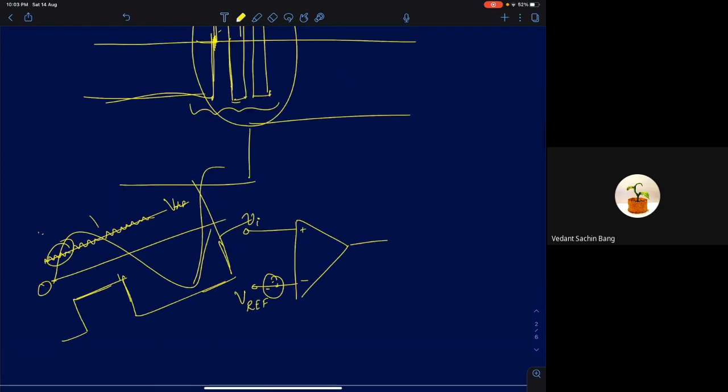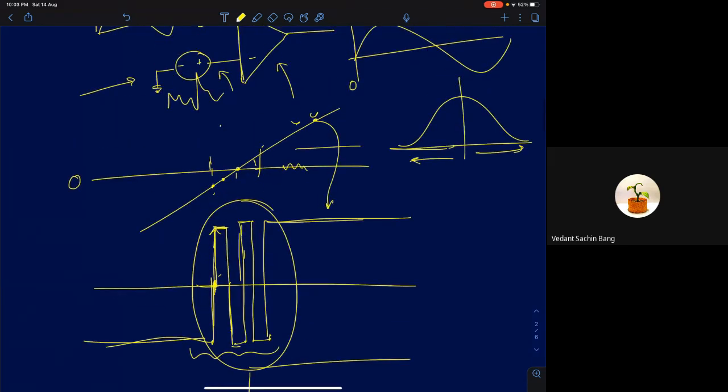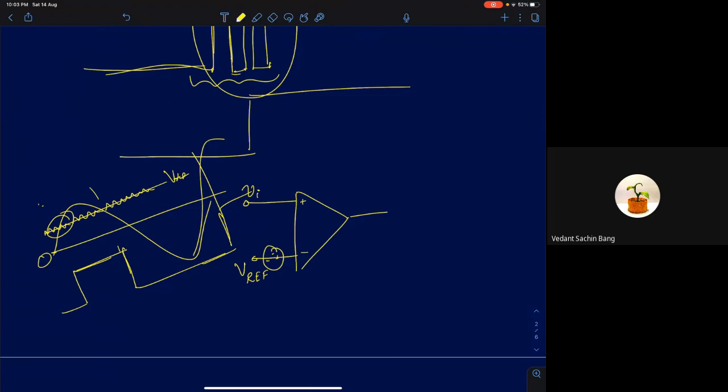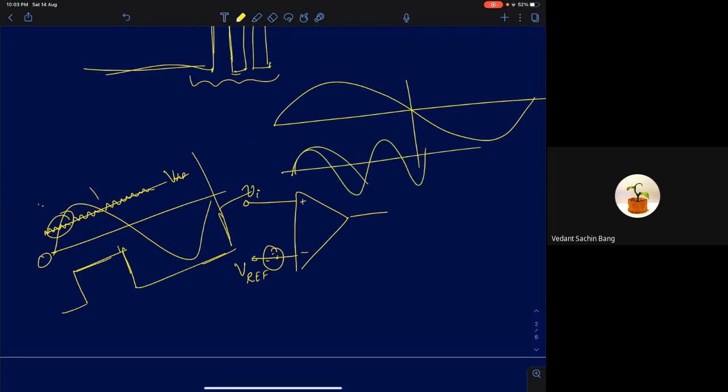Now let me pose a simpler question. Does that false triggering depend upon the slope of the sine wave, the frequency of the sine wave? For example, let's assume both sine waves are of the same amplitude, but the frequencies are different. One sine wave has a lower frequency, another is, let's assume, twice the frequency, much faster. In which one do you think the triggering problem will be worse? Let's assume the op amp is the same, noise is the same.